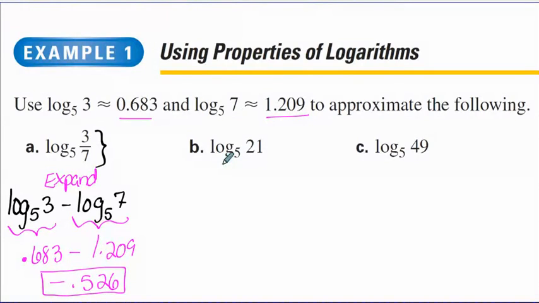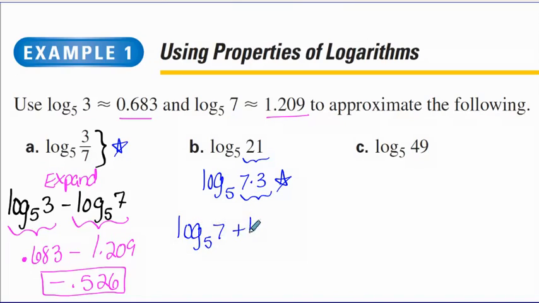Part B is a little bit different. We don't see any operation going on, but what we can do is rewrite 21 as a product of factors. So I'm going to rewrite 21 as 7 times 3. And once I do that, I see that we'll be using the product property here. Okay, so the first one was quotient property. This is product property because the operation going on between 7 and 3 is multiplication. So when we expand it out, we'll have log base 5 of 7 plus log base 5 of 3.